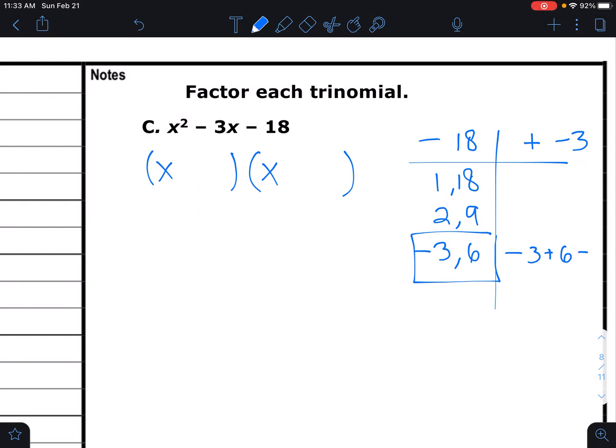So I'm going to have to put the negative on the other one. Now 3 plus negative 6 is negative 3. So those signs matter, and you have to be really careful. That means I want the negative on the 6. So I'm going to put plus 3 and minus 6, and that's my answer.